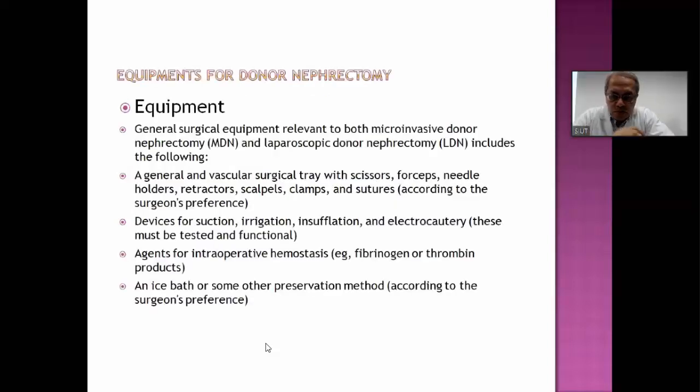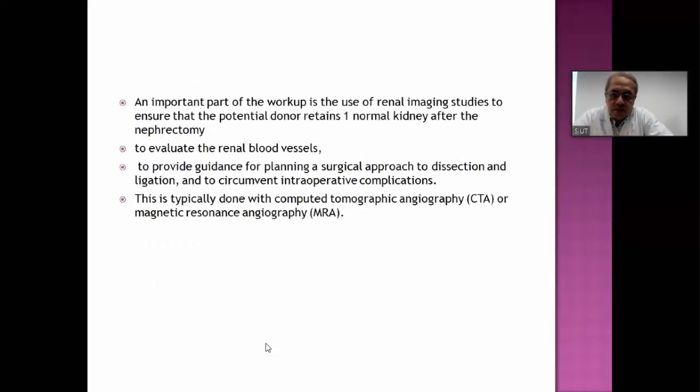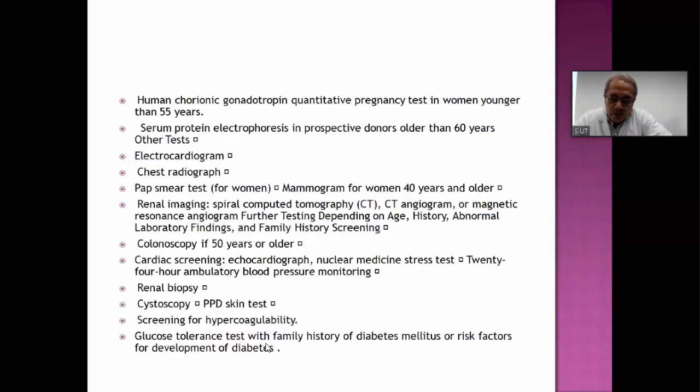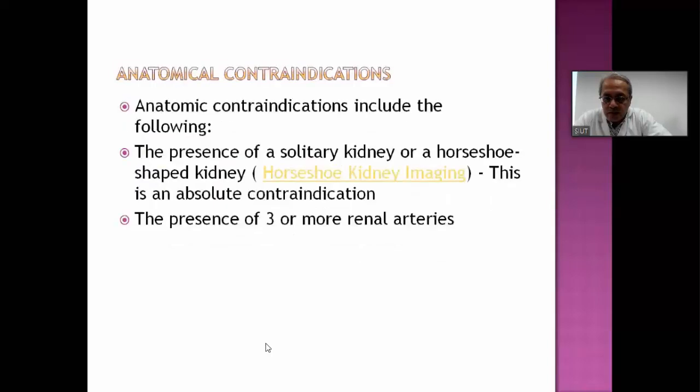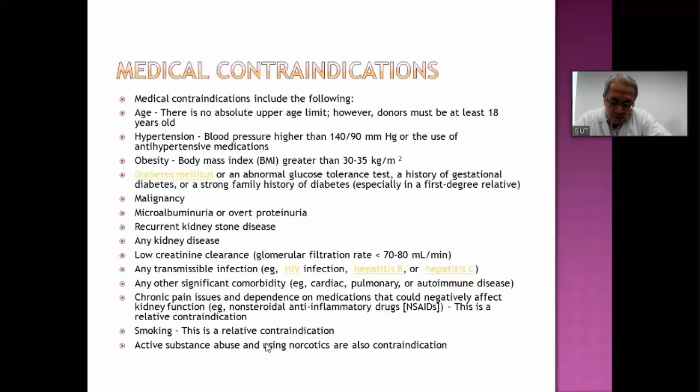Now, just a moment for this slide, the previous one. Yes, the first point, which says that an important part of workup is the use of renal imaging studies to ensure that the potential donor retains one normal kidney after nephrectomy. If you refer to the slide in which you have mentioned the age, the lowest would be 18 years and the highest in your range is 60 years. This is something we have learned in the last 20-25 or 30 years of our practice, and the whole world has also learned this.